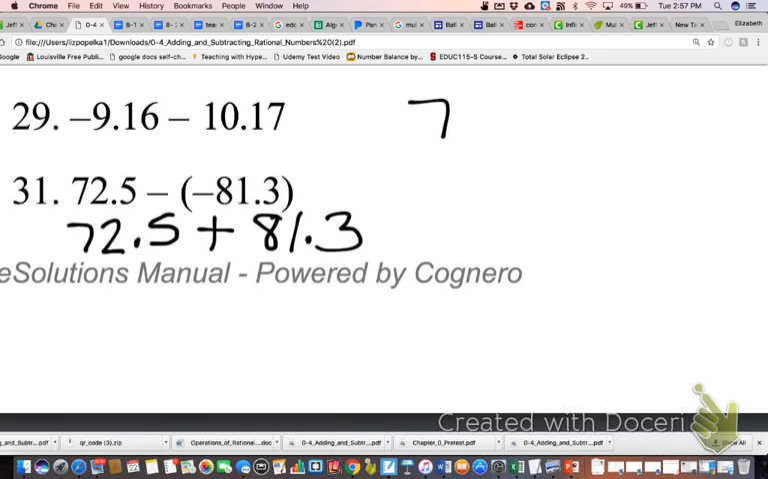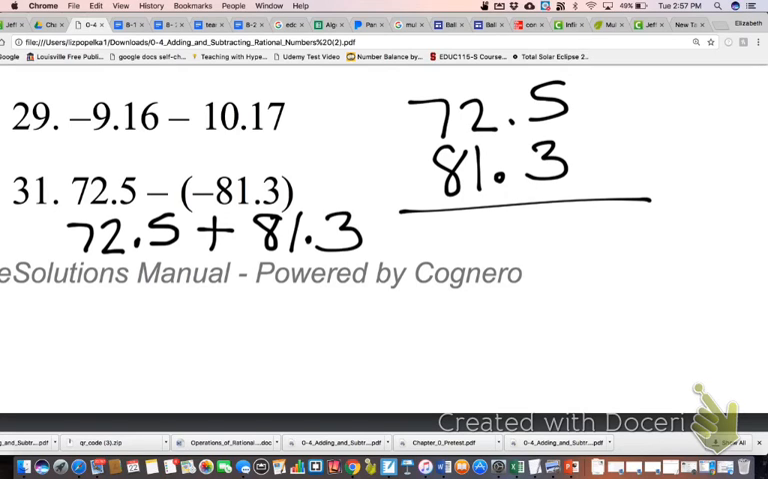So I'm going to add 72.5 to 81.3. Careful to line up those decimals like I know I should. So it's 8, 3, positive 153.8.